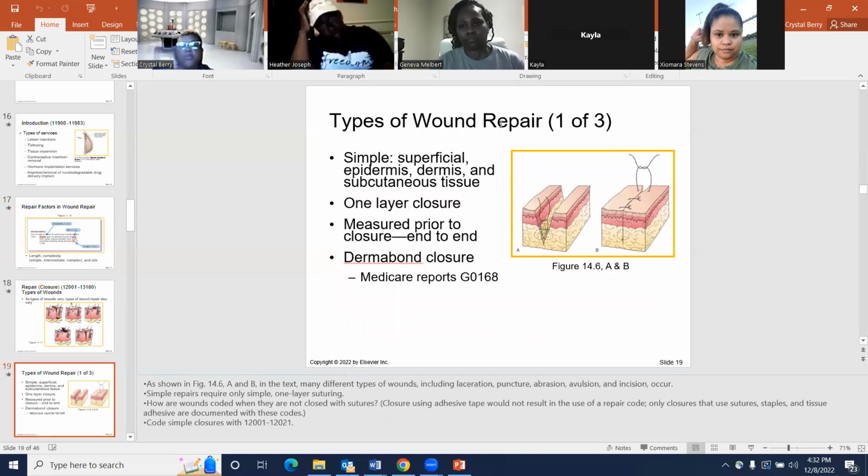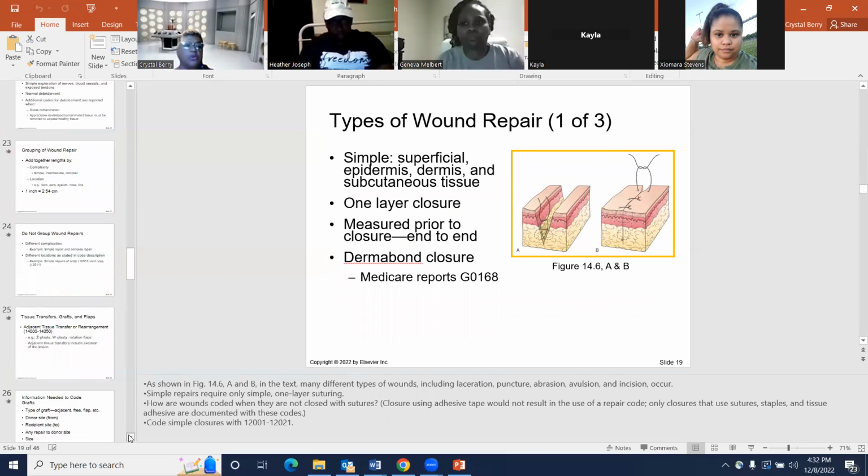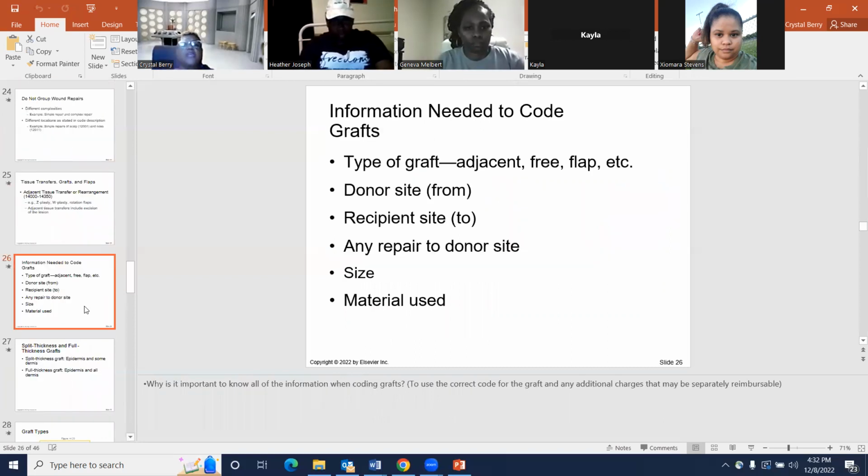Types of wound repair. We went over this, but this is just giving you a better and clearer picture. I'm just moving along on some important stuff. Information needed to code grafts. So when you're coding for grafts, this is the information that you would use. Type of graft, if it's adjacent, free, flap, etc. Donor site, recipient site, any repair to donor site, size and material used.